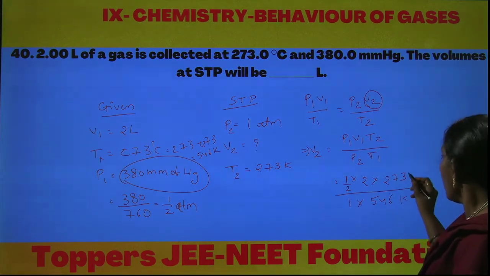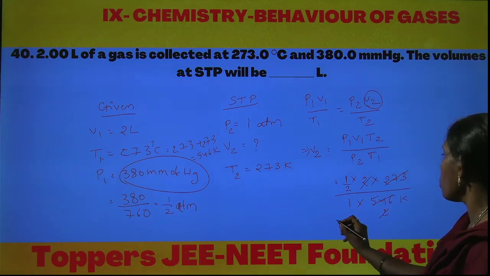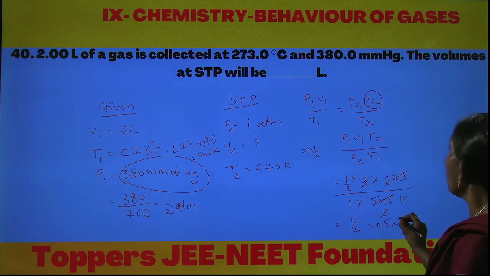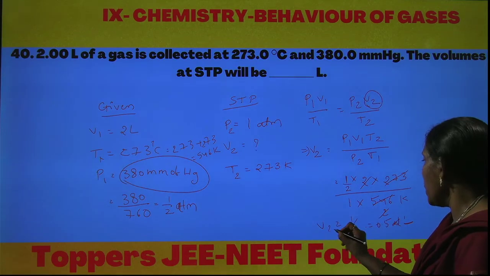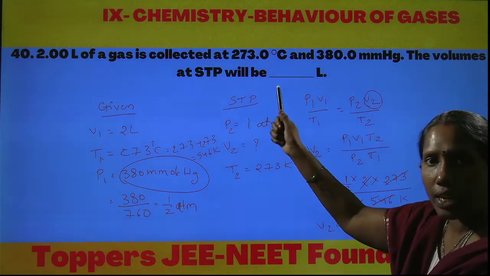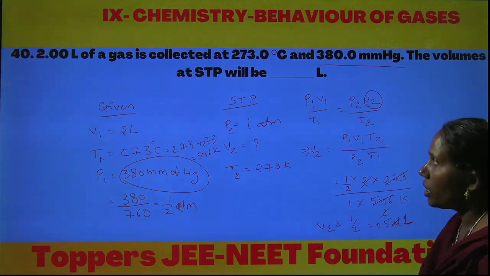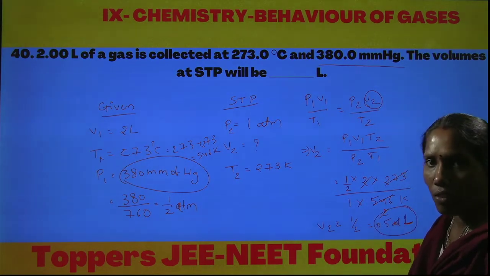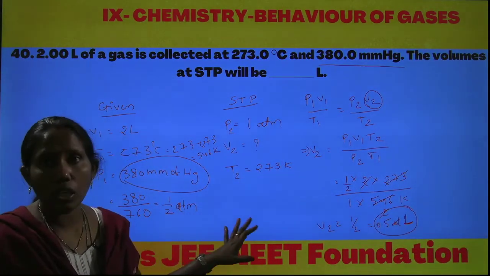Then 273 and 273 get cancelled, and 2 times 2 get cancelled. So overall 1 by 2 is left, that is nothing but 0.5 liters, because we are finding V2. V2 is 0.5 liters. So for the given question, 2 liters of a gas collected at 273 degrees Celsius and 380 mm of Hg, the volume at STP will be 0.5 liters. Is it clear? Then we will go to the next problem.